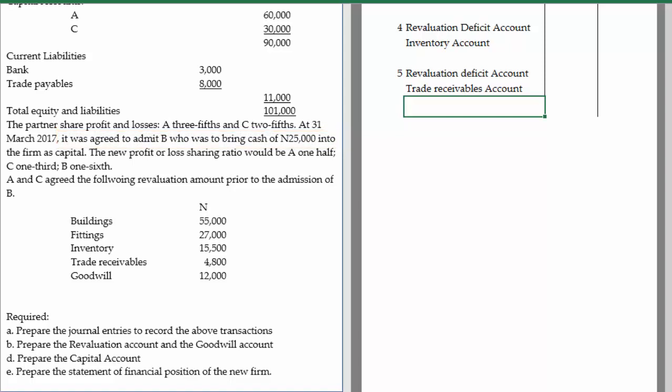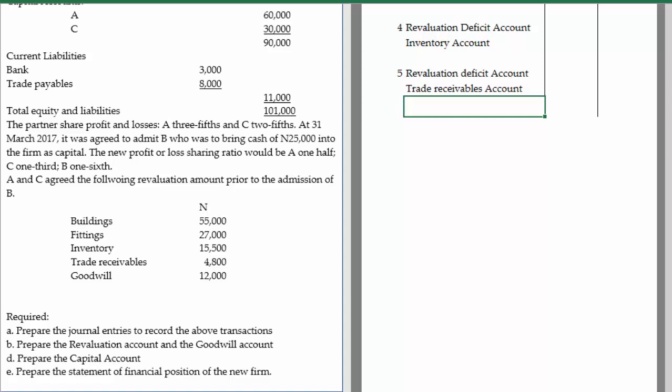That's the first transaction. And the next transaction is the revaluation of these assets: buildings, fittings, inventory, trade receivables, and finally goodwill. But I need you to understand something about goodwill. This goodwill only arises because of the revaluation of the old business. They revalued all the assets and liabilities. So the new value of the old business is now higher than the net assets of the partnership. That was what gave rise to goodwill.